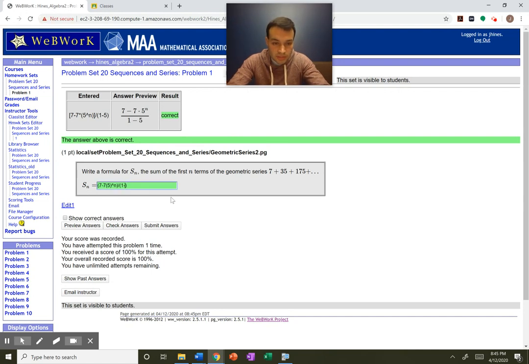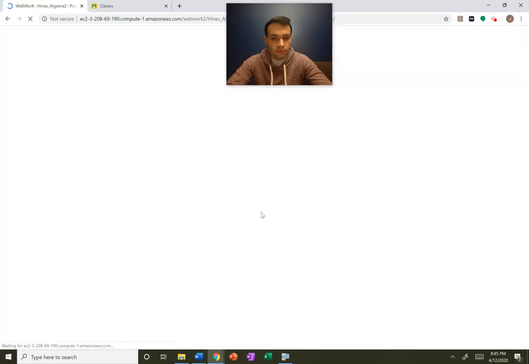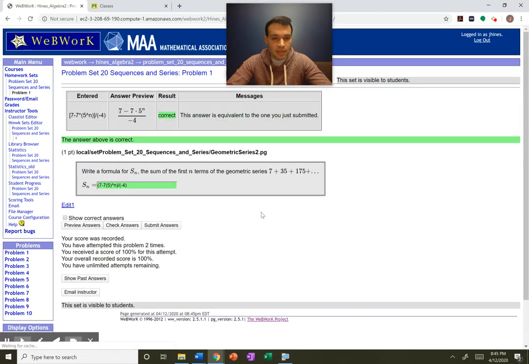Also notice if I simplified the denominator to -4, right? 1 minus 5 is -4. It's also going to be correct. It has a computer algebra system. It froze. It doesn't like that I'm pressing all these buttons at once. See, if I typed in -4 there, that is also correct.